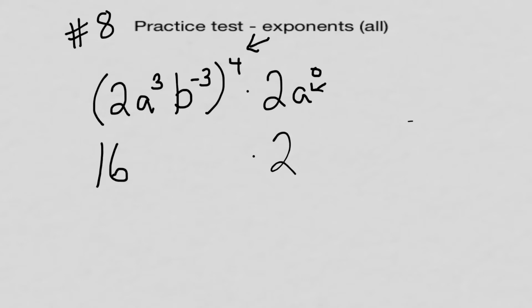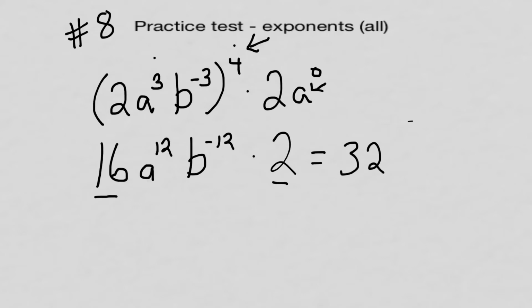Okay, I multiply this 4 by this 3, and I get a to the 12th. Same way with the b, I multiply the negative 3 times the 4 that's on the outside of the parentheses, and I get negative 12. All right, I just have to clean all this up now. 16 times 2 equals 32. All right, a to the 12th, that's a positive exponent. I leave it on top.